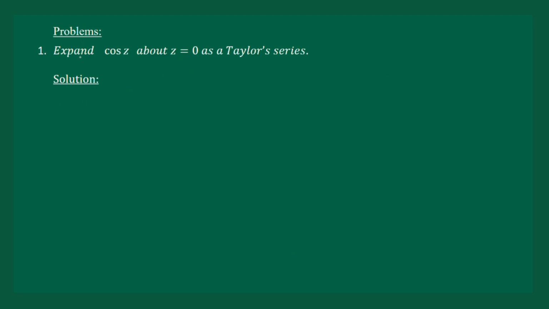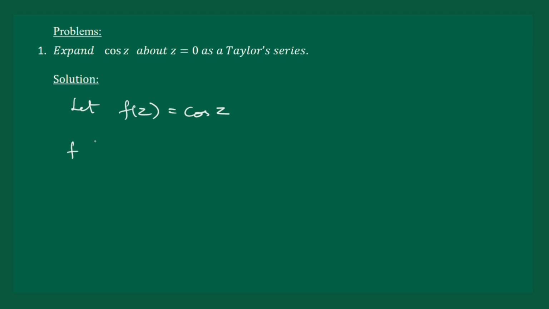Now let us see the problem. First question is: expand cos z about z is equal to 0 as a Taylor series. Now we want to expand this function cos z as a Taylor series expansion about the point z equal to 0. As we saw in the formula, we have mentioned the formula in terms of a, that is, a is the center of the circle. So here in place of a, we have to consider it to be 0. So now first let us consider the given function cos z as f of z.